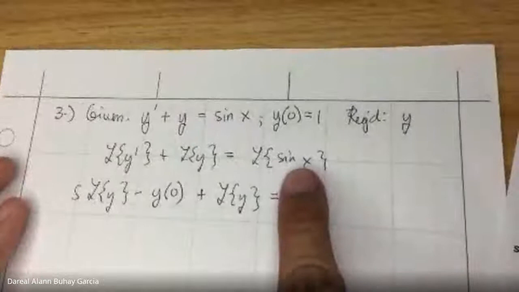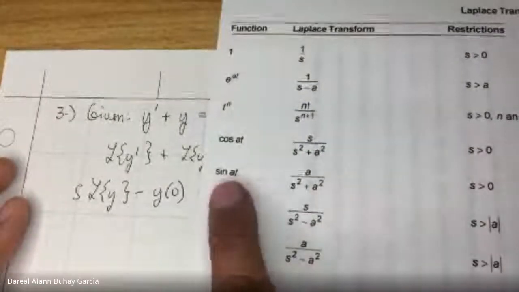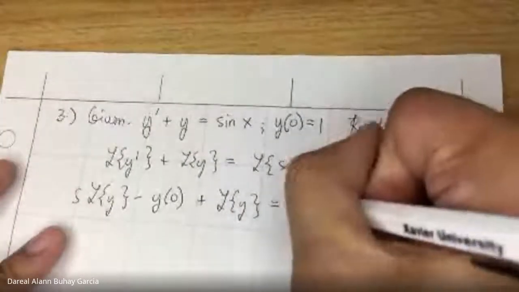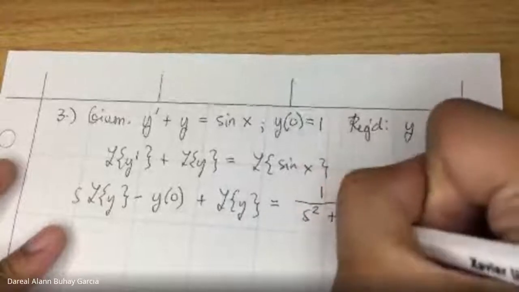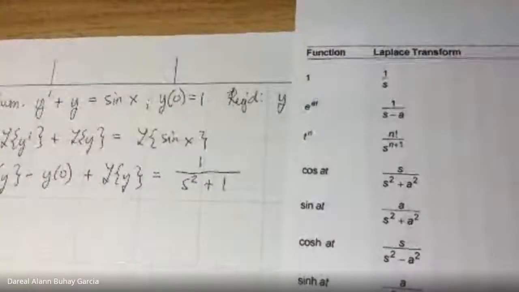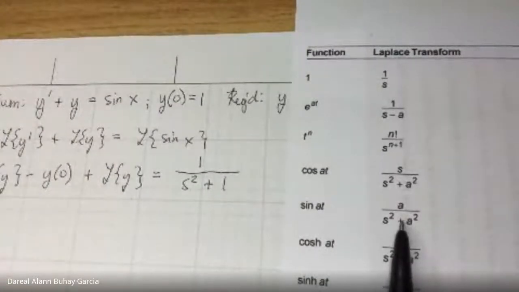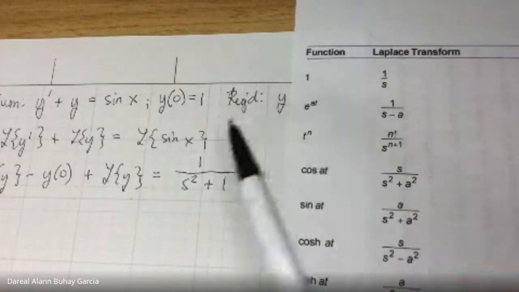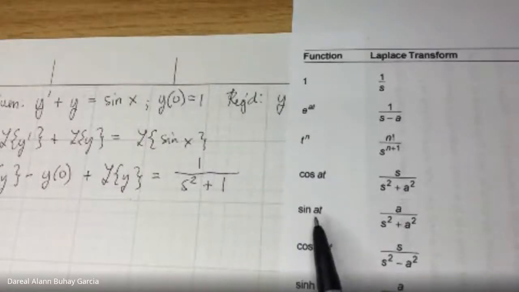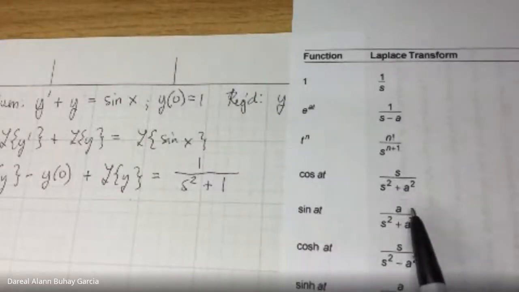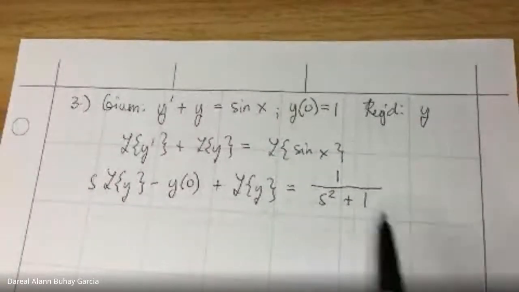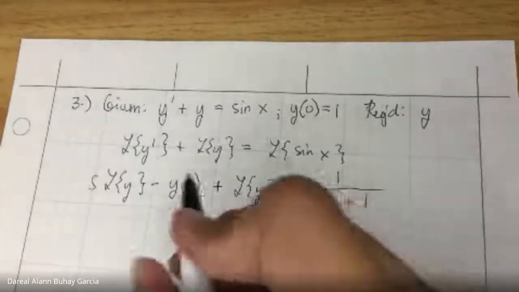A in this case is 1. It's sine 1x, so sine x is 1 over s squared plus 1. Sakto? The Laplace of sine x, where a is 1, is 1 over s squared plus 1. Sakto. Y of 0 is 1.